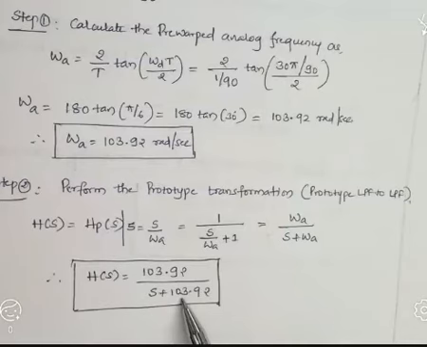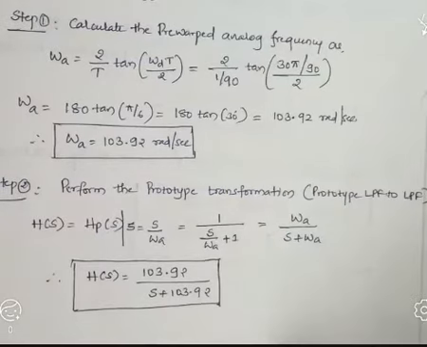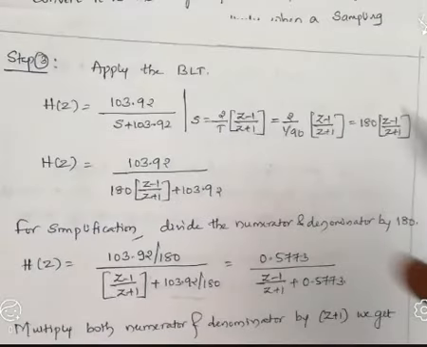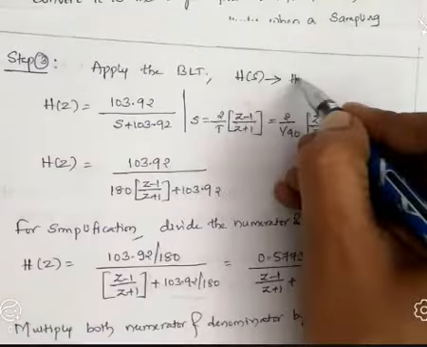Okay, so we performed the prototype transformation. The last step is converting the analog filter to a digital filter of the given specifications by using the BLT method. That is, apply the BLT method to convert the analog filter. H(s) is the analog filter, and the digital filter is represented as H(z). So we are converting the analog filter to the digital filter H(z).